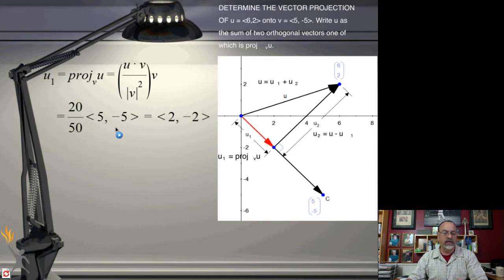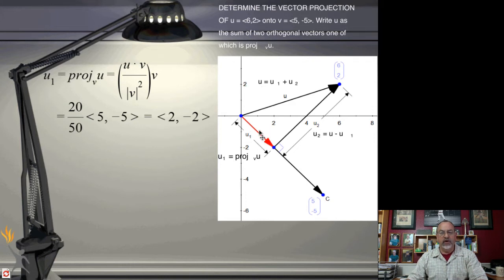So as scalar arithmetic, you multiply this times both. So 20 over 50 times the 5 gives me 2. 20 over 50 times the negative 5 gives me negative 2. So this vector here, the projection vector, is the vector 2, negative 2. Okay? So that gives me this vector.